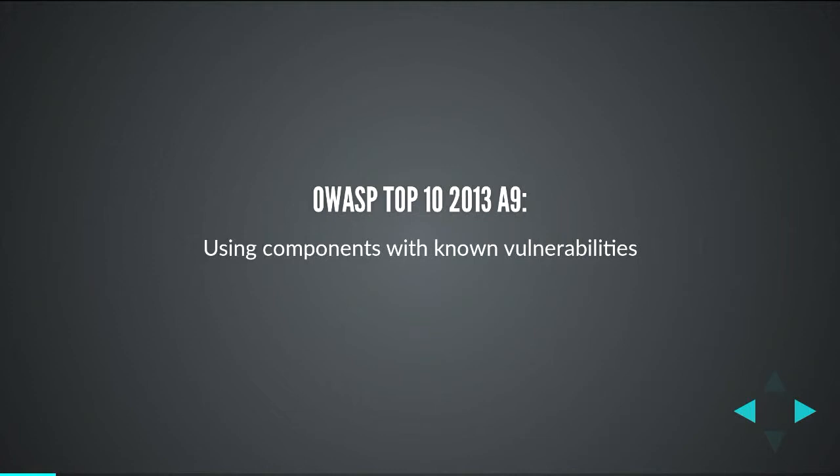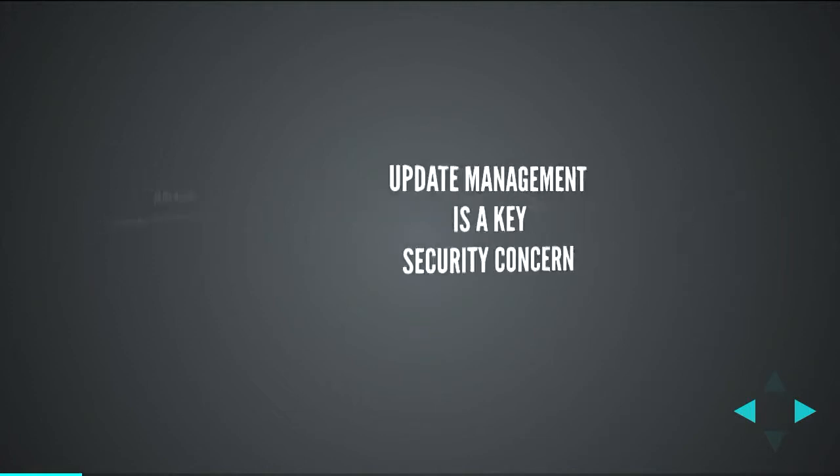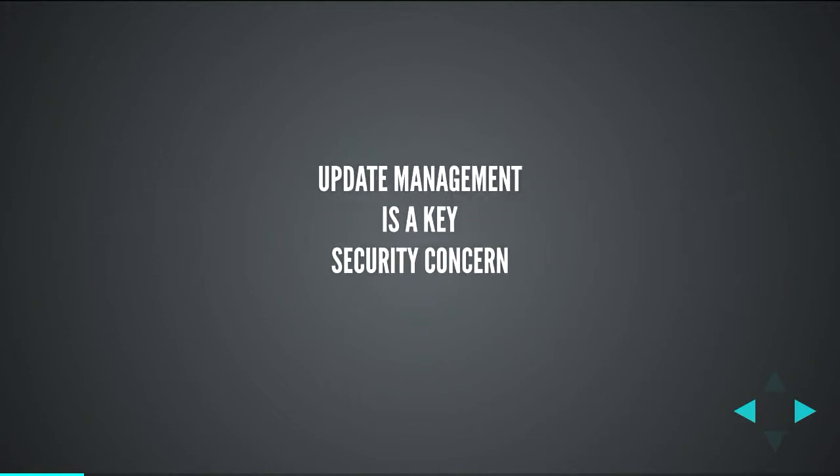The vast majority of that list is actually things specific to the development of the web applications themselves, like how the developers put together the web service. But number nine is a very different beast, and that's using components with known vulnerabilities. This relates to how application developers and service operators manage the pieces they didn't write. All of the pieces where they said, we found a reusable module, we're just going to grab that and not worry about that bit. We'll make that somebody else's problem. And so what this means is that update management becomes a key security concern.